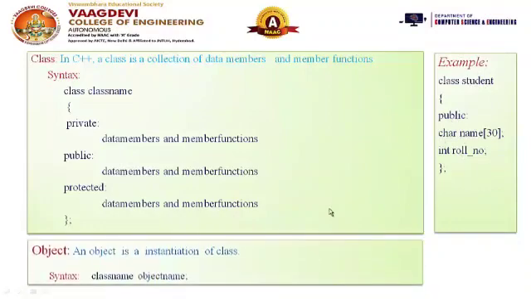And the second one, object. An object is an instantiation of class. We can create an object by using this syntax. An example of object is student obj. So this is an example of creating an object for the student class.